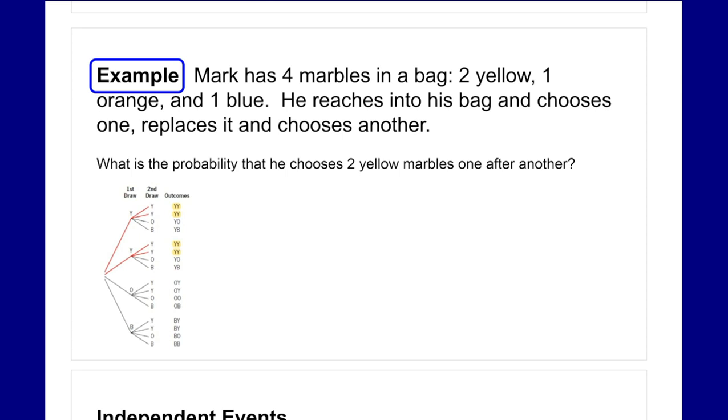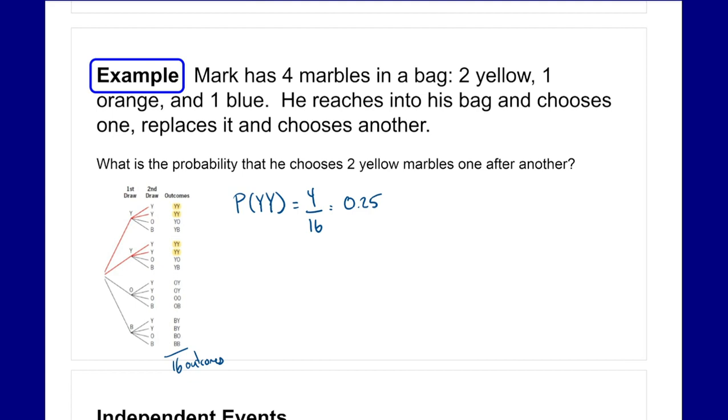So first draw, there's the options of yellow, yellow, orange, blue. Then off of each individual draw, there's yellow, yellow, orange, blue for all of them because he replaces the marble. So here we can look through, and the probability of yellow, yellow is equal to 4 out of 16 possible events, right? Because there's a total of 16 outcomes. So 4 out of 16, or 0.25, or 25%. Now this situation is considered independent.